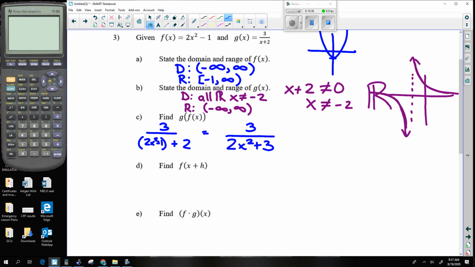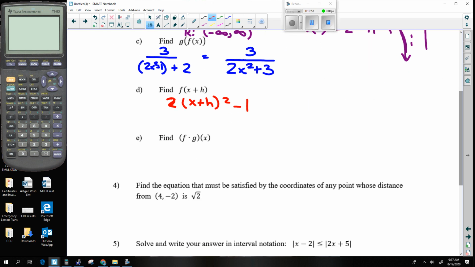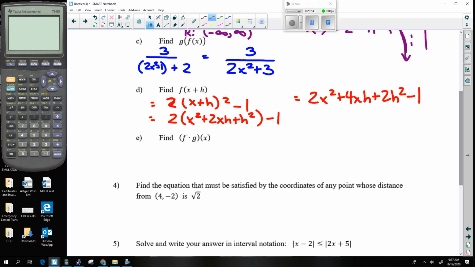Letter D, f of x plus h. So f is the big equation, so 2x squared minus 1. And then instead of it being a regular x, it's now x plus h. So this is going to be 2 times x squared plus 2xh plus h squared minus 1. So bringing in that, this is 2x squared plus 4xh plus 2h squared minus 1. I think that's as good as it gets. I don't see anywhere to go from there.